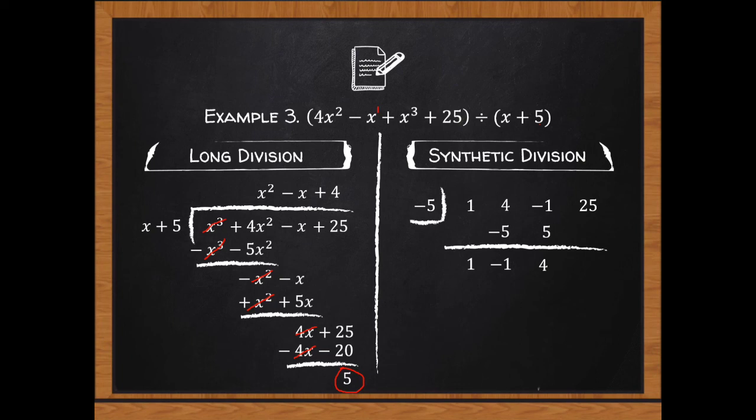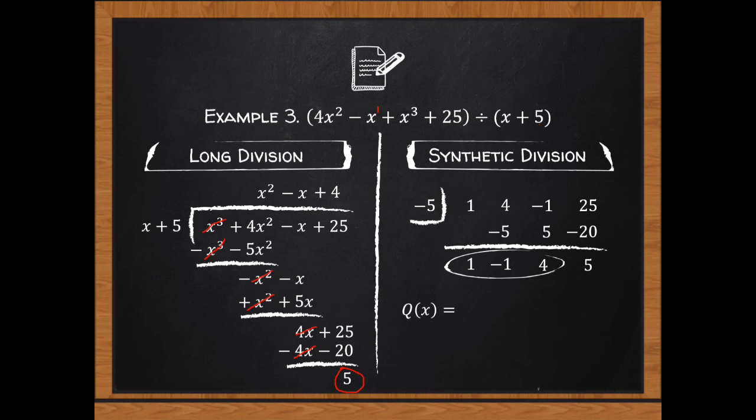Next, multiply ulit tayo niyan. 4 times negative 5 and we get negative 20. So, sinulat natin dito sa ilalim ni 25. Now, we can perform or add these two numbers. 25 plus negative 20 is equal to positive 5. So, yung last value na nakuha natin sa third row is the remainder. And ito pong 1, negative 1, and 4 are the coefficients of our answer.